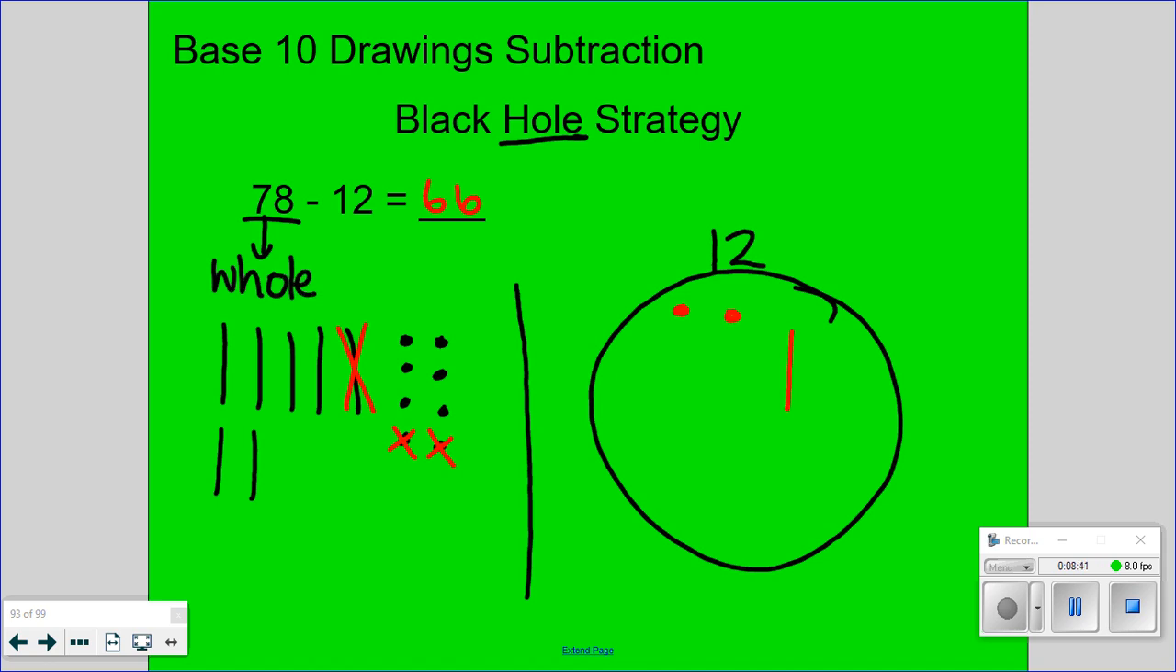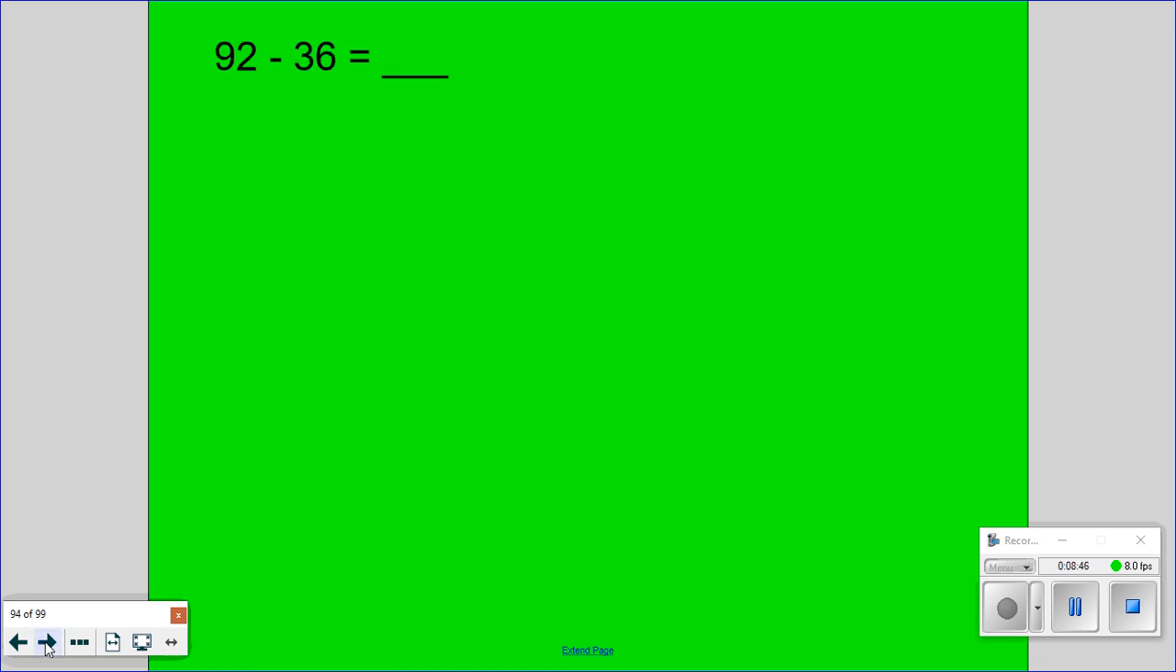So, let's try another one. We've got a new equation. This time we're writing 92 take away 36 is worth mystery number. We're writing the equation. John, it should not be giant. No, you can write it in math language just as it's written there. It should be on the line. It should not be gigantic.